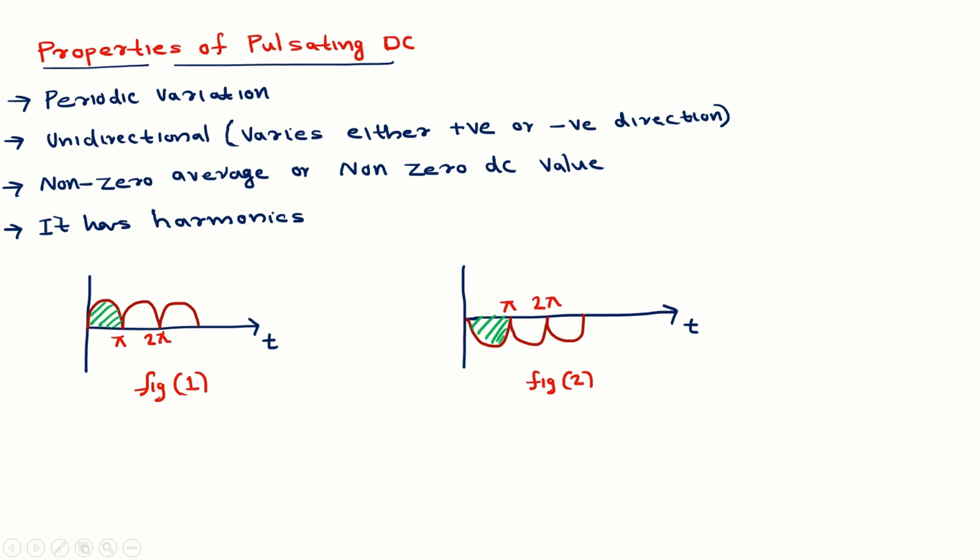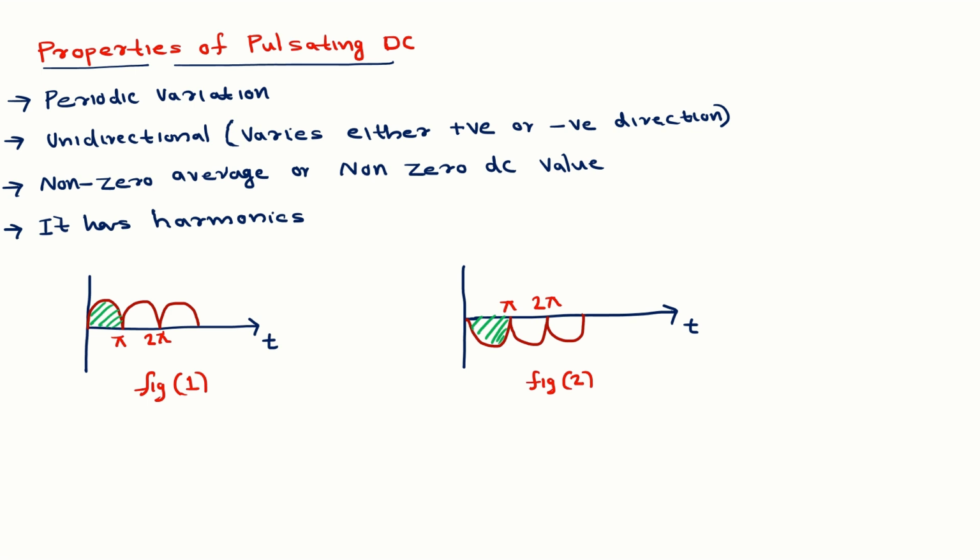Then again, look at this diagram with the waveform of pulsating DC. I have already stated that it has periodic variation. The periodic variation indicates the presence of an AC component, or the time-varying component.